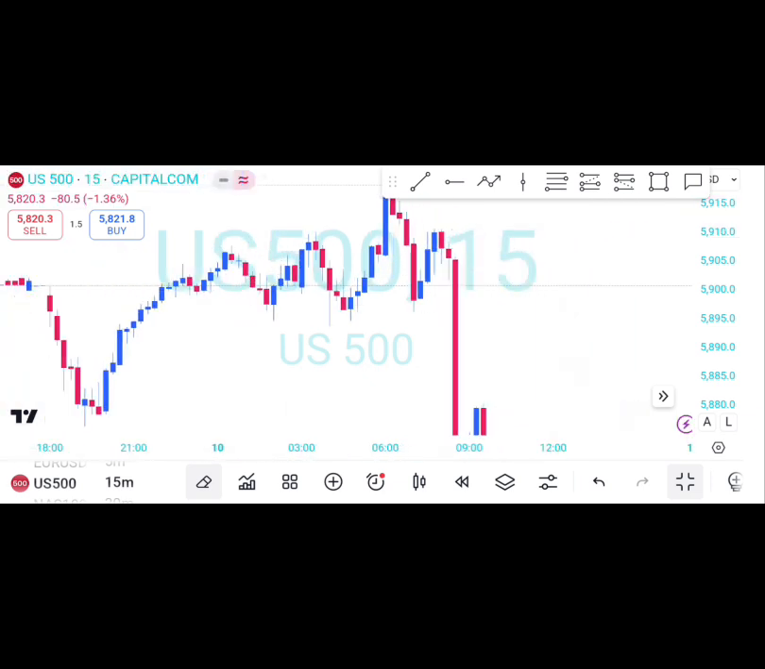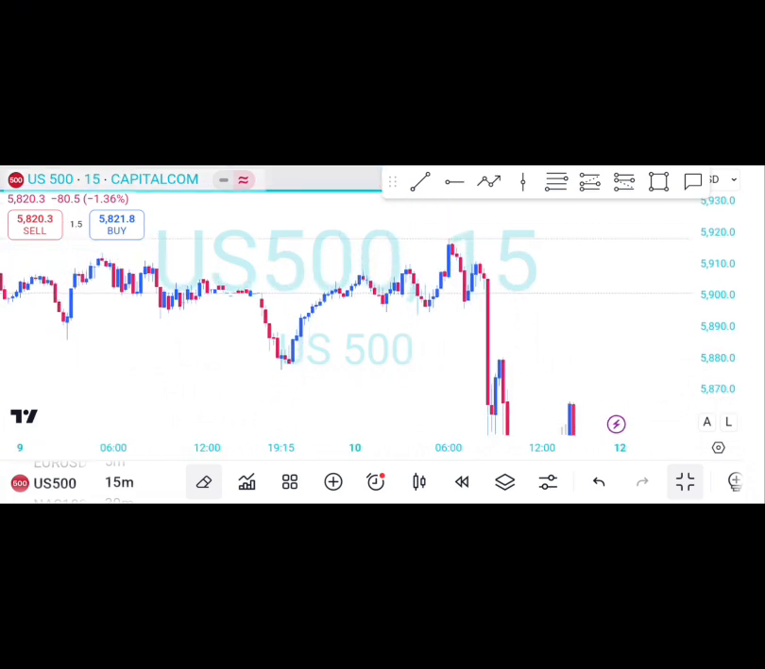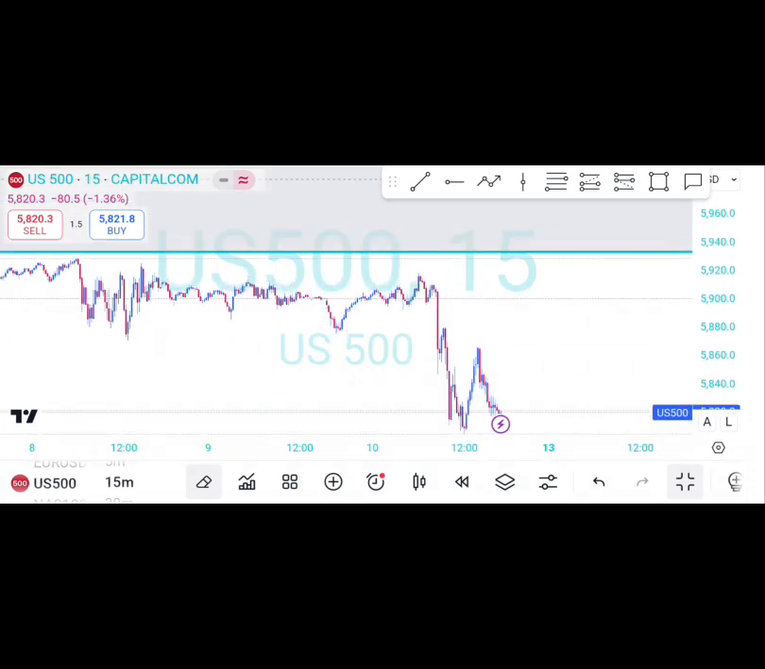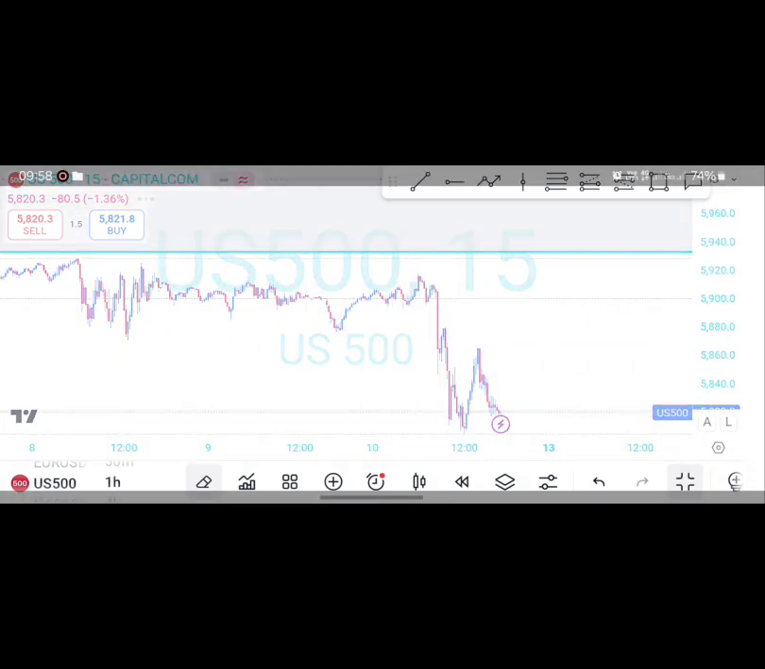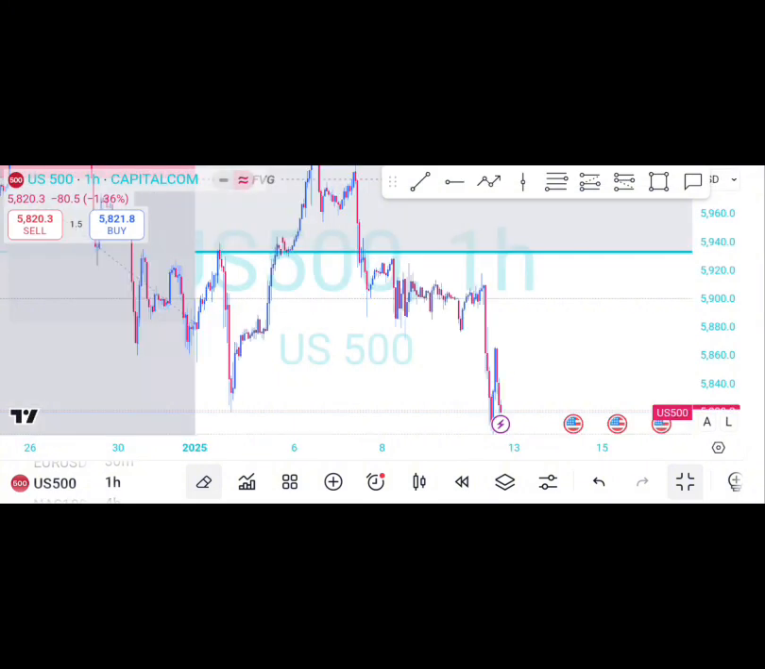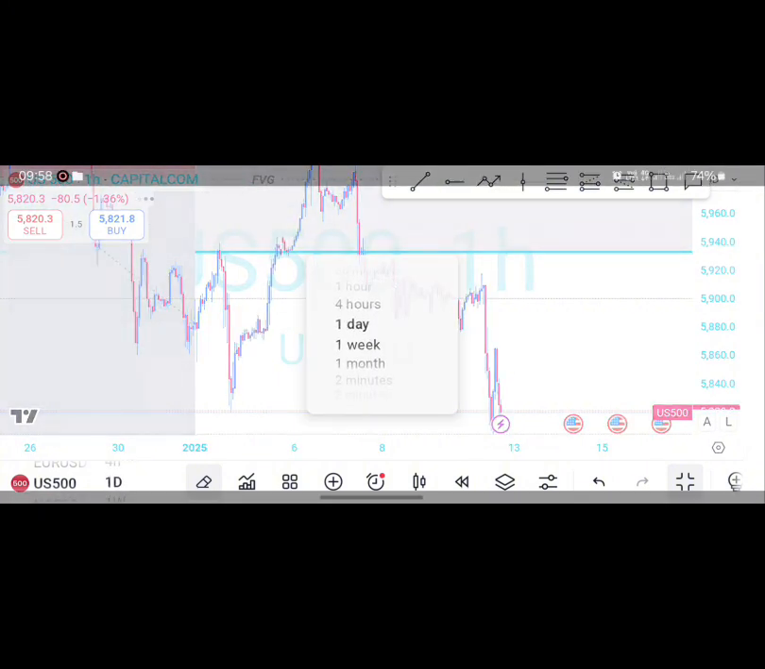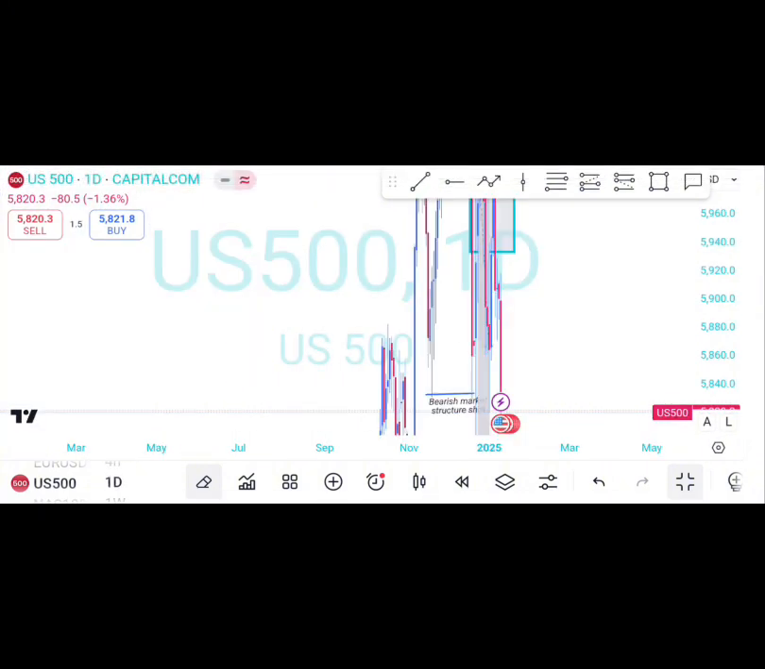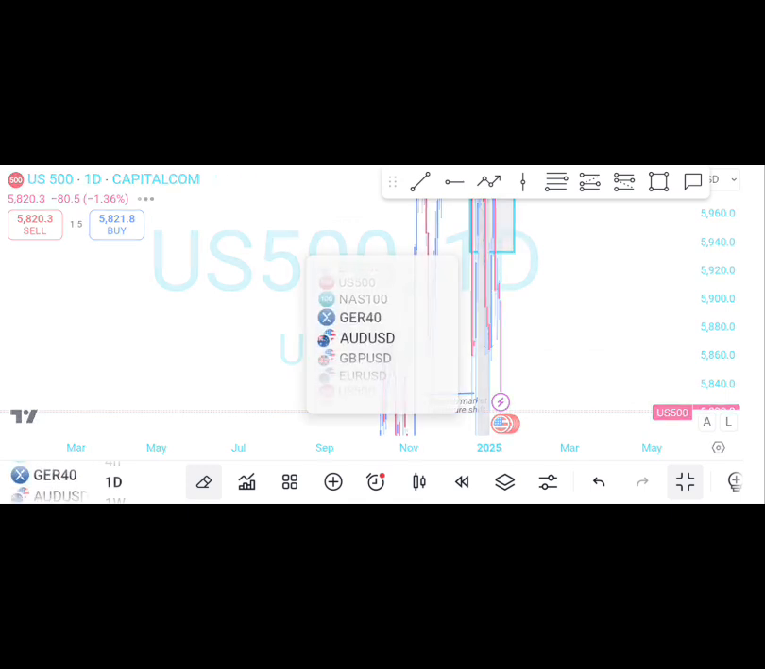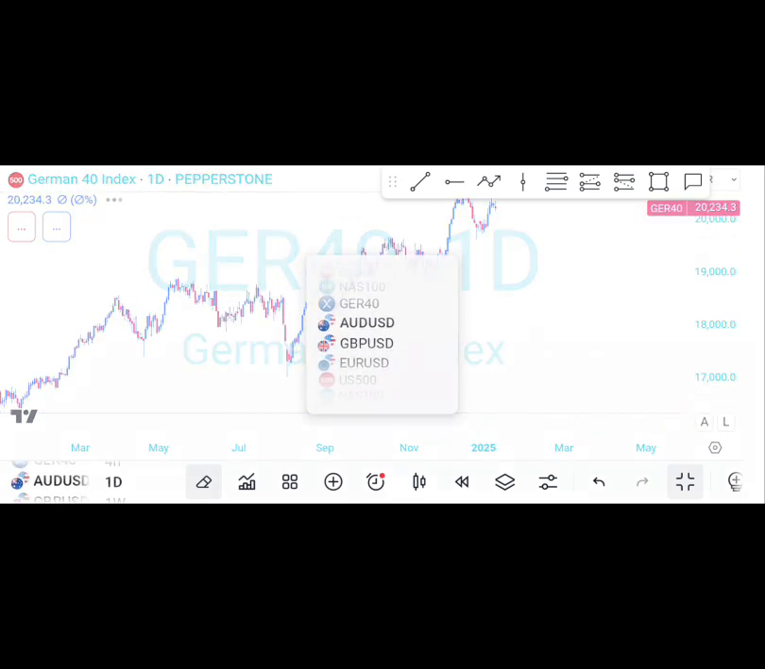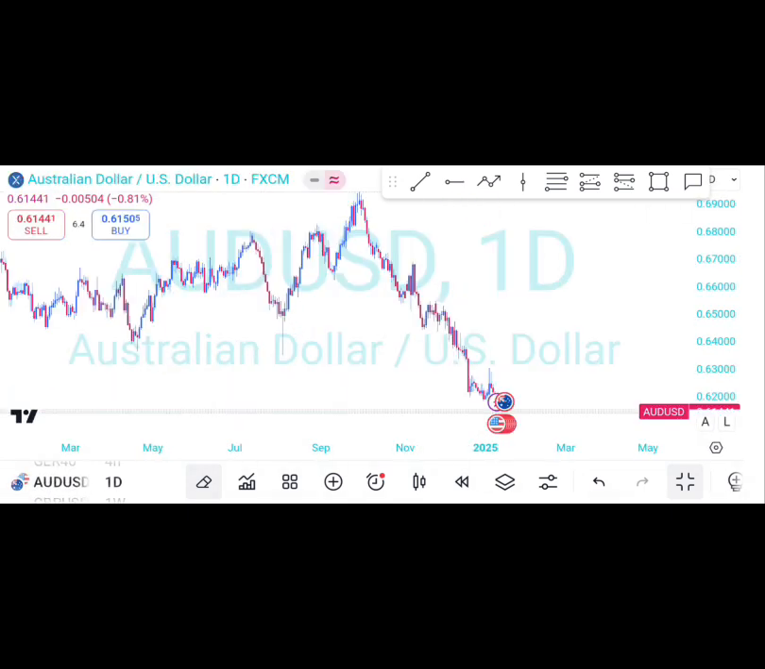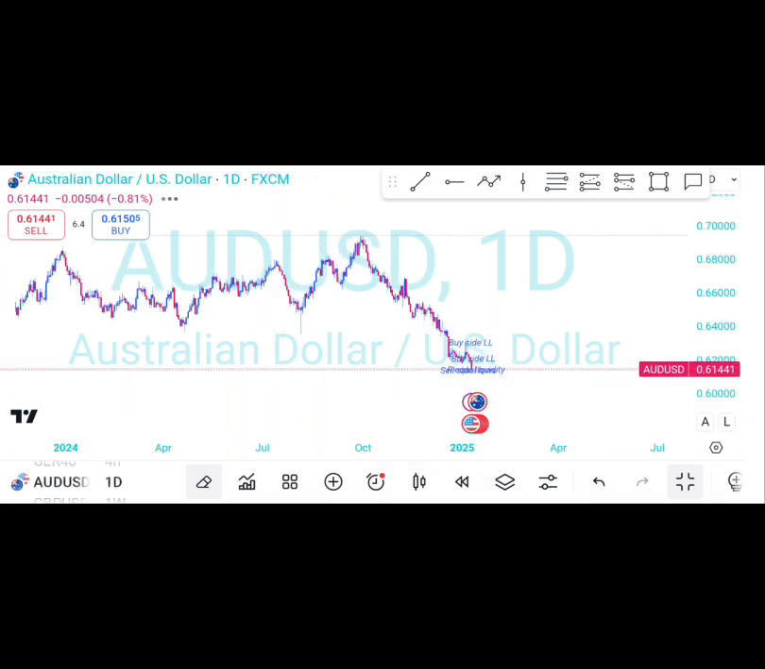So I'm done with the S&P 500 because I know what I'm looking for. I know what I'm looking for on J Buffett. I'm not even going to analyze the Nasdaq, because the Nasdaq is the same thing as the US 500. So I'm just going to go to AUDUSD and move away.